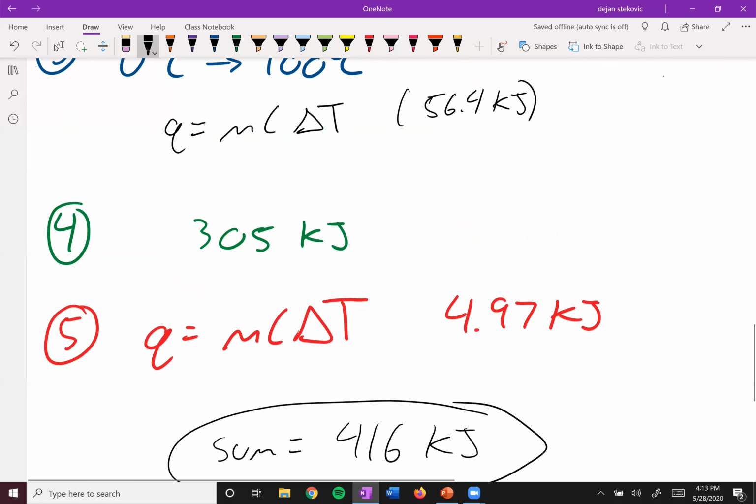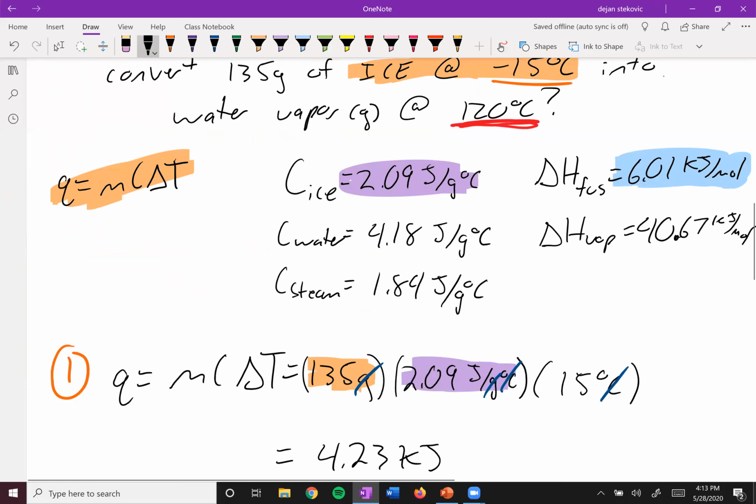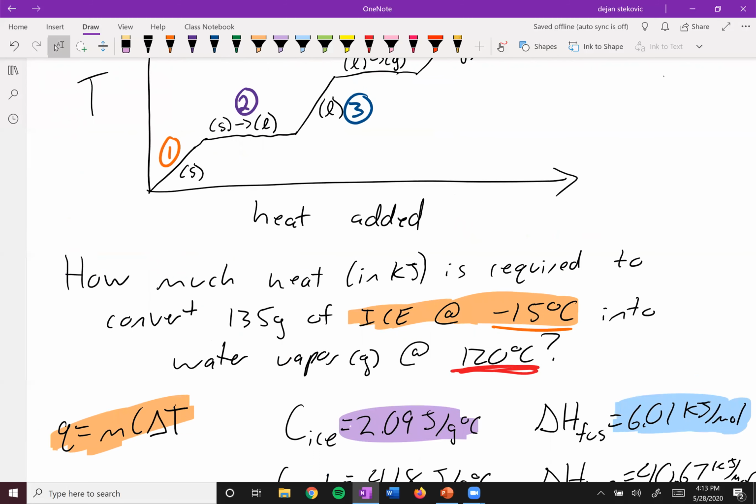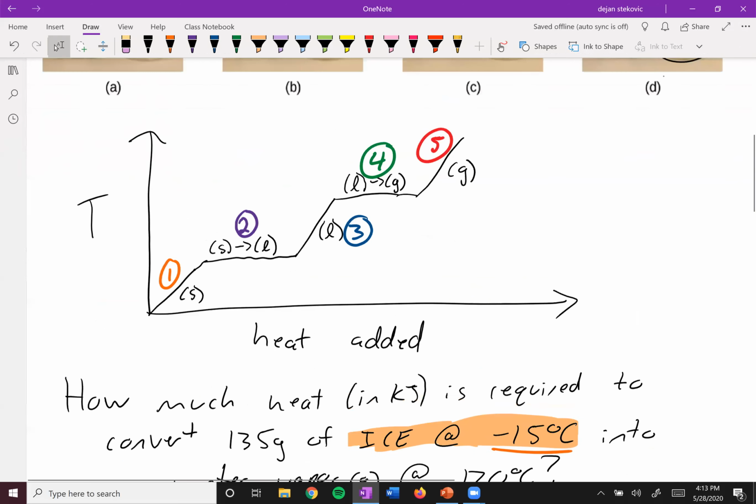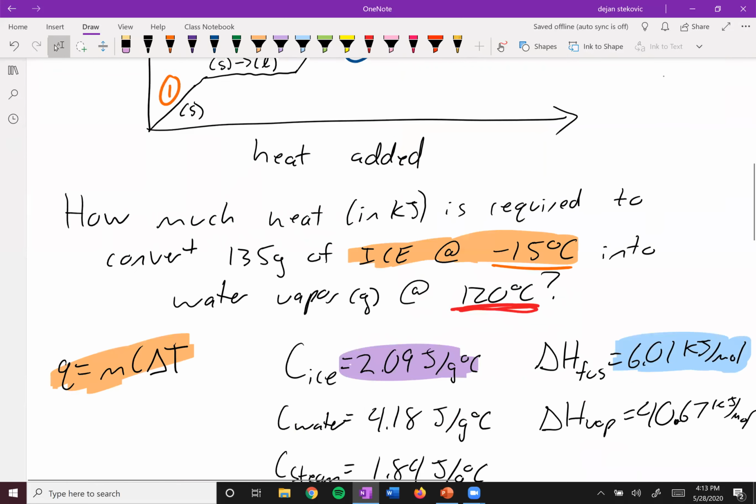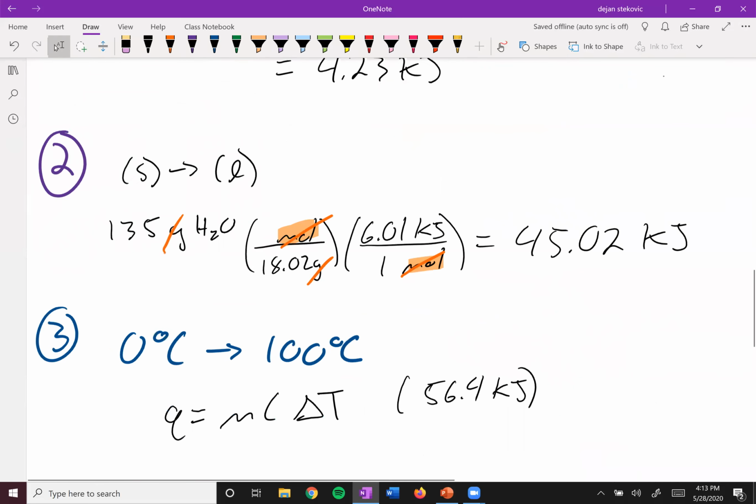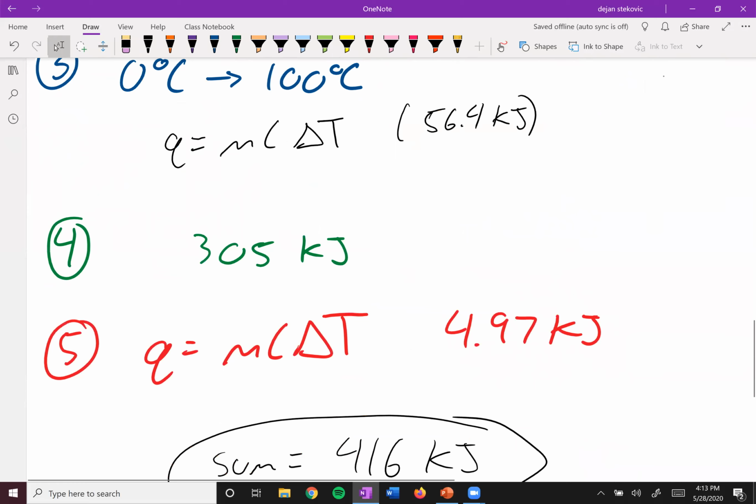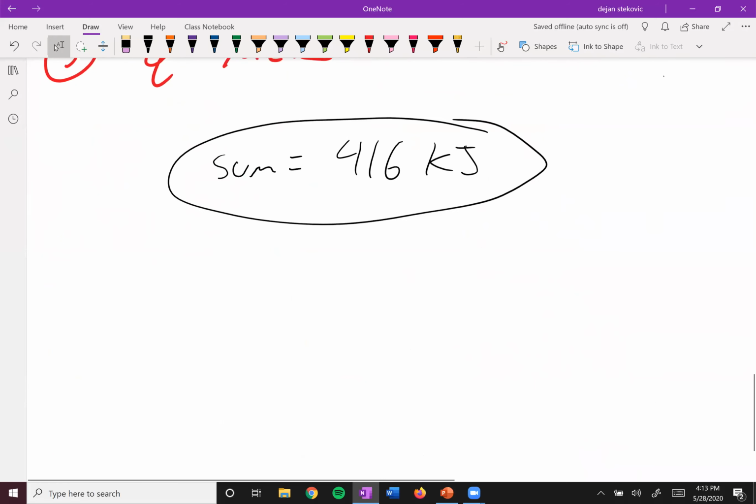That's how much energy it's going to take ice from negative 15 degrees Celsius to water vapor at 120 degrees Celsius. So be comfortable with these phase diagrams, be comfortable with this math component. It's nothing too difficult. It's just a whole lot of steps and pretty tedious, but nothing too difficult.